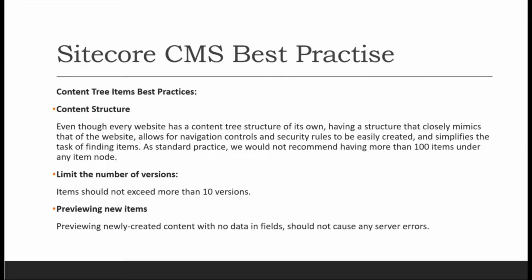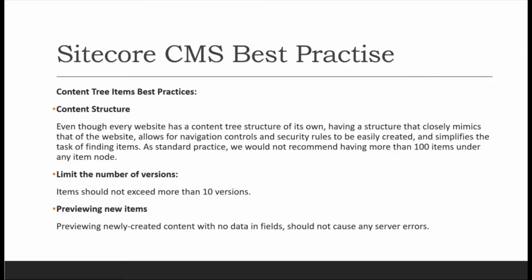Another one is, do not create more than 100 items under a single item. If you want to create a child item, the child item should have fewer than 100 items. Otherwise, if it's more than 100 items, you create it as a bucketable item. Each and every navigation and security rule should be carefully considered. The content structure you create should clearly show your business.